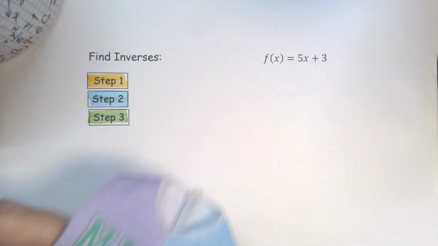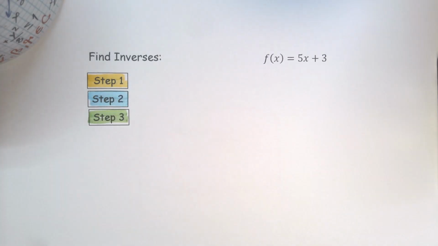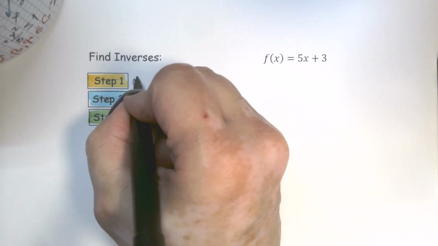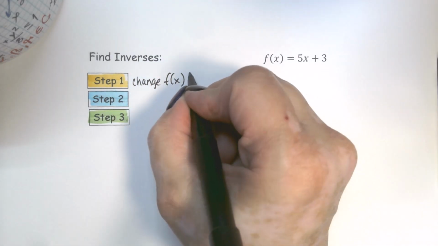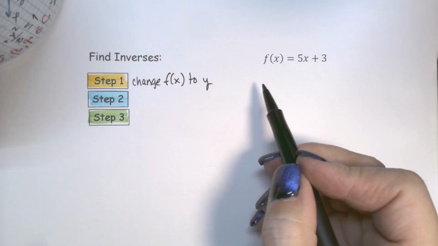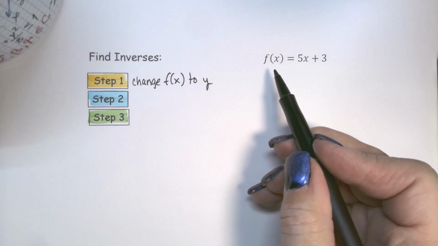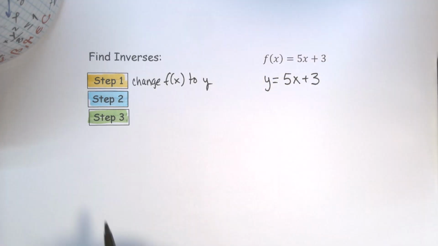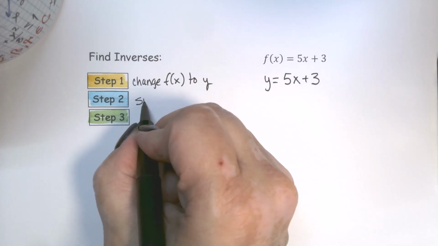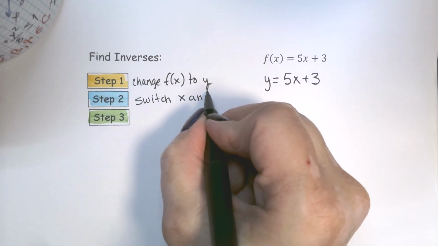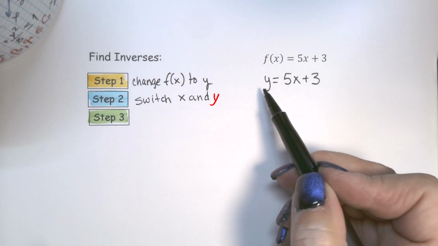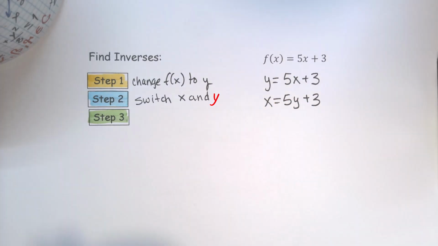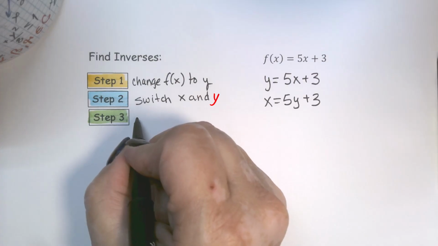Okay, to find inverses, remember the shirt? We have to turn things upside down and around and all of that. So the first thing you do is change f of x to y. So here I have an example we're going to do. Instead of writing f of x, rewrite it as y equals 5x plus 3. Step 2, switch x and y. So where the y is, it's going to be swapped with the x. So it's going to be x equals 5y plus 3. And step 3, solve for y.